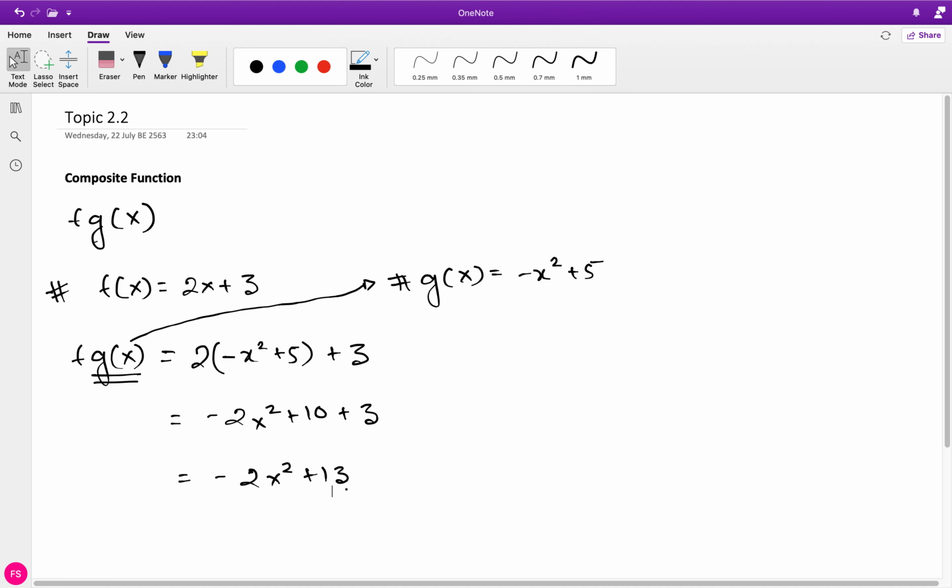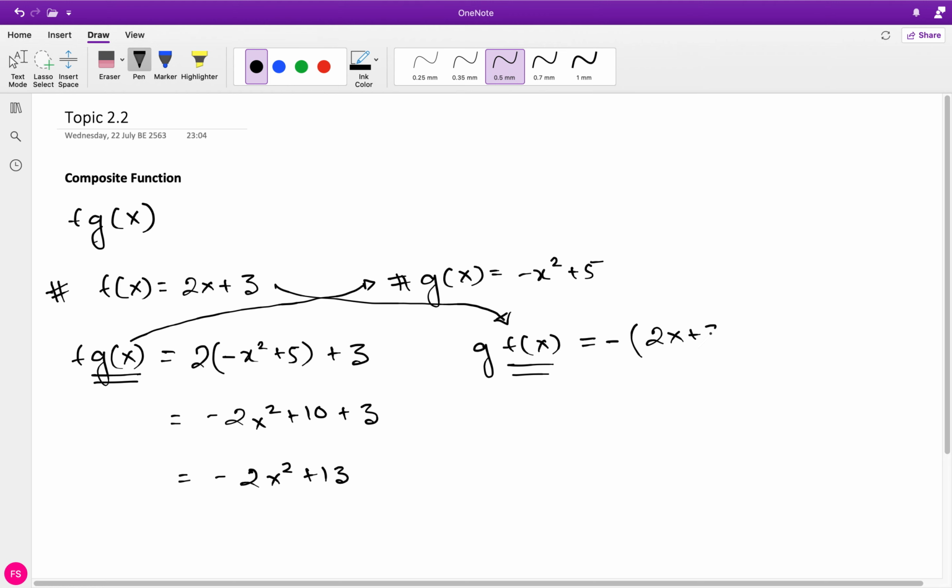Now, what if I ask you to find g of f of x by using the same examples? So everything is going to be the same. The idea is going to be the same, but it just means that f of x is going to act as the value of x for this function now. So f of x is going to be my x for g of x. So this equals negative, and for x, I'm going to write this whole thing, which is 2x plus 3.